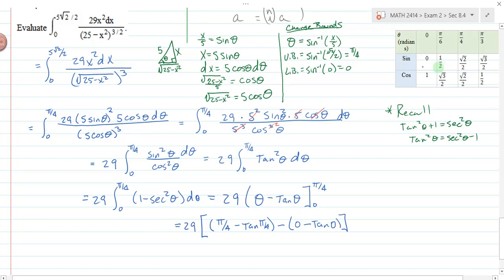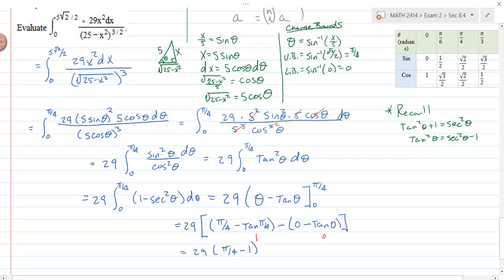And we know that tangent is sine over cosine, so looking at this table over here, tangent of pi over 4 would be square root of 2 over 2 divided by the square root of 2 over 2, and that is going to be 1. And tangent of 0 would be sine 0 over cosine 0. 0 divided by 1 is 0. So those terms are going to 0. So that's going to give us 29 times pi over 4 minus 1.